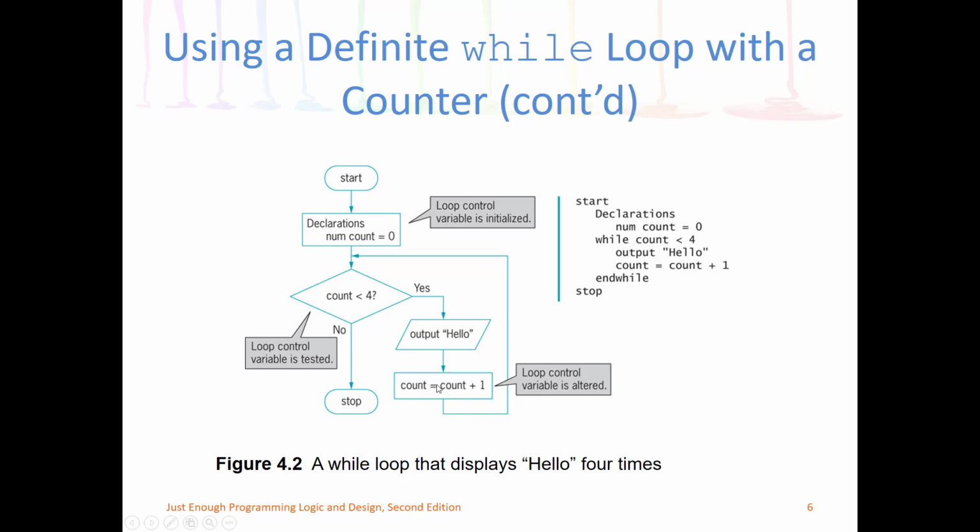Output hello, count equals count plus 1. Now count equals 4, right? Comes up here, is count less than 4? Is 4 less than 4? No, 4 is equal to 4. So now this evaluates as false, or no, and it stops. That's how a loop works, essentially. Okay, there are caveats to anything, but that's how it works.